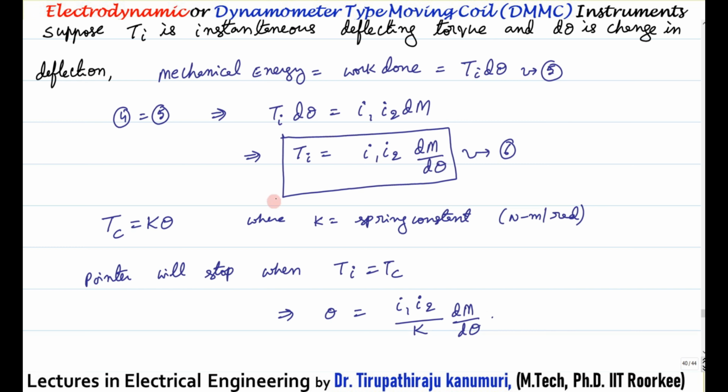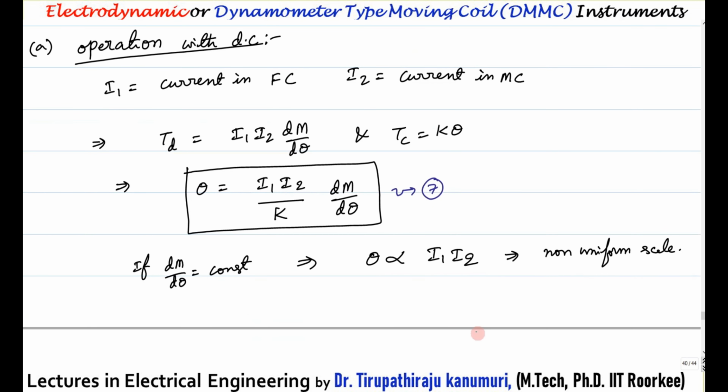If dm by d theta is equal to a constant, we can say that the torque is proportional to the product of the currents passing through these two coils. We have already seen the controlling torque is produced by the spring. For the spring we have already derived the controlling torque, that is equal to K multiplied by theta, where K is the spring constant in Newton meter per radian. The pointer will stop when the value of Ti is equal to Tc, that is the equilibrium condition. Equating these, you get theta equal to I1 into I2 by K into dm by d theta. This is the final equation.